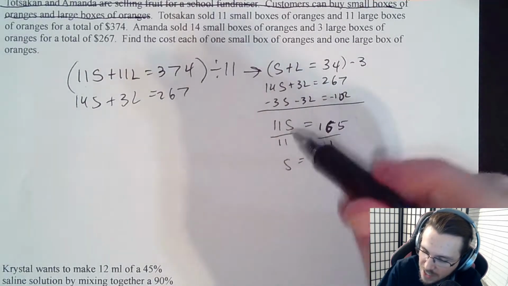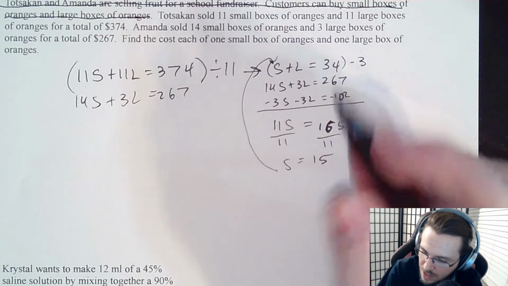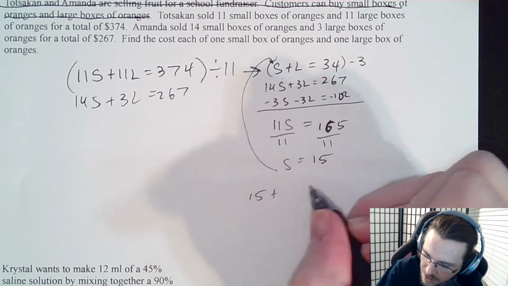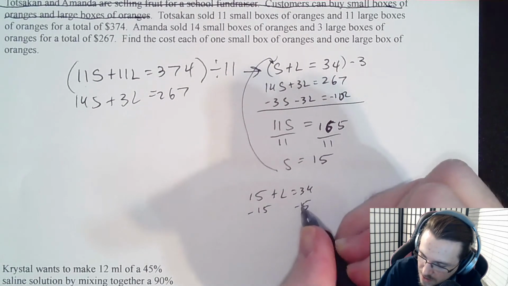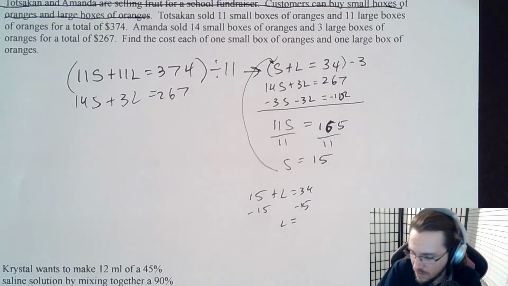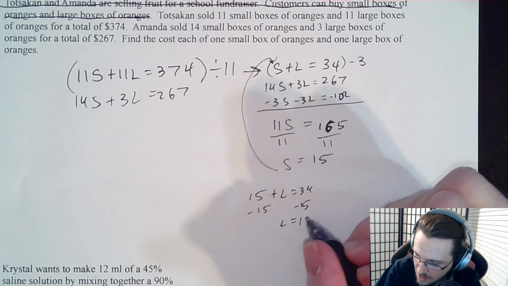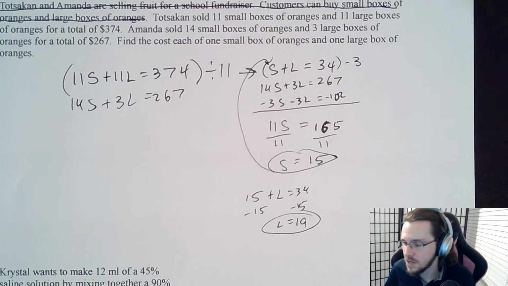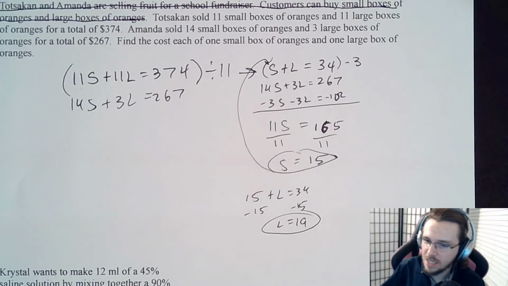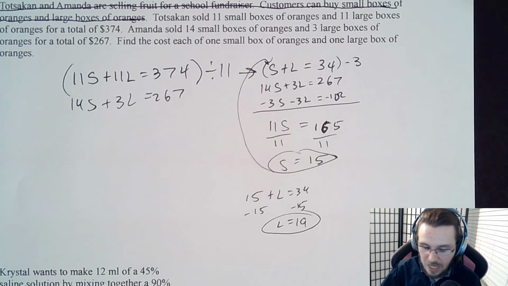And if S is 15, we can again substitute it up here. And we could say 15 plus L equals 34. Subtract 15 on both sides, and L is therefore equal to 19. And that's it. $15 for a small box and $19 for a large box. Let's move on to our very last question.